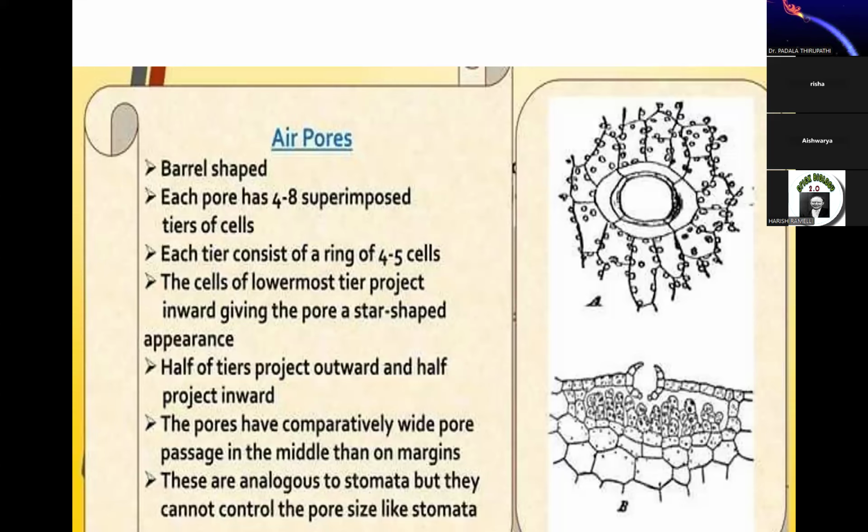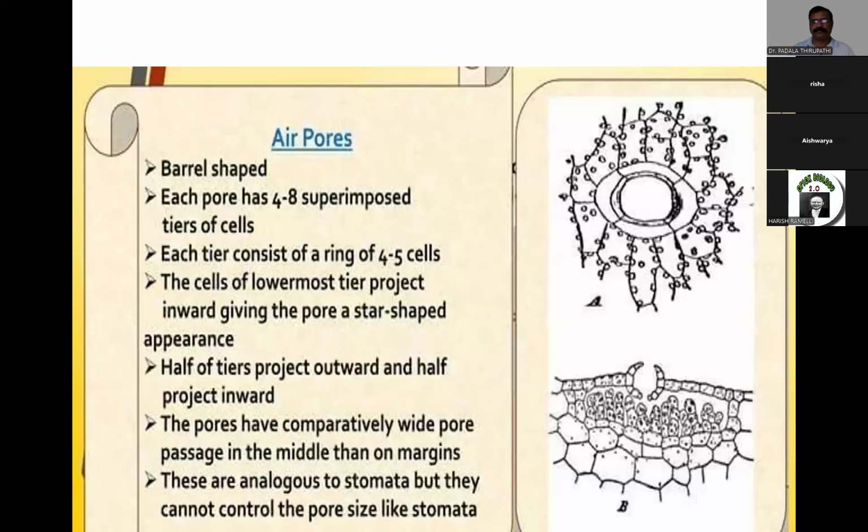Each pore is surrounded by 4 to 8 superimposed tiers of cells. Means they cover one another, sometimes 4 or more, up to 8. That many tiers of cells are present to protect the pore from desiccation. Each tier consists of a ring of 4 to 5 cells. You are seeing here in this upper diagram 4 cells. The cells of the lowermost tier project inwards, giving the pore a star-shaped appearance.